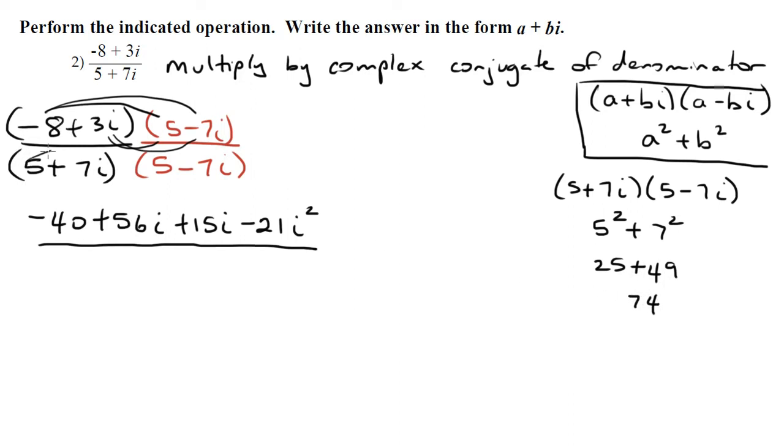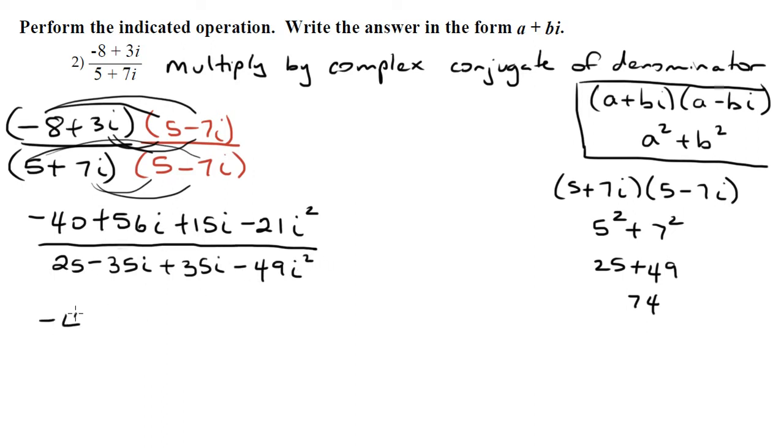Let's multiply it out. 5 times 5 is 25. 5 times negative 7i is negative 35i. 7i times 5 is plus 35i. 7i times negative 7i is negative 49i squared.